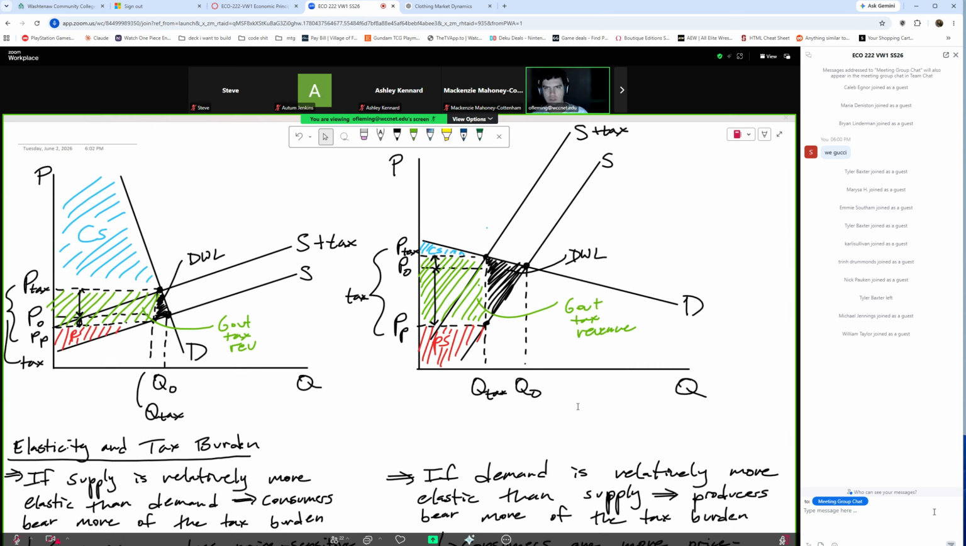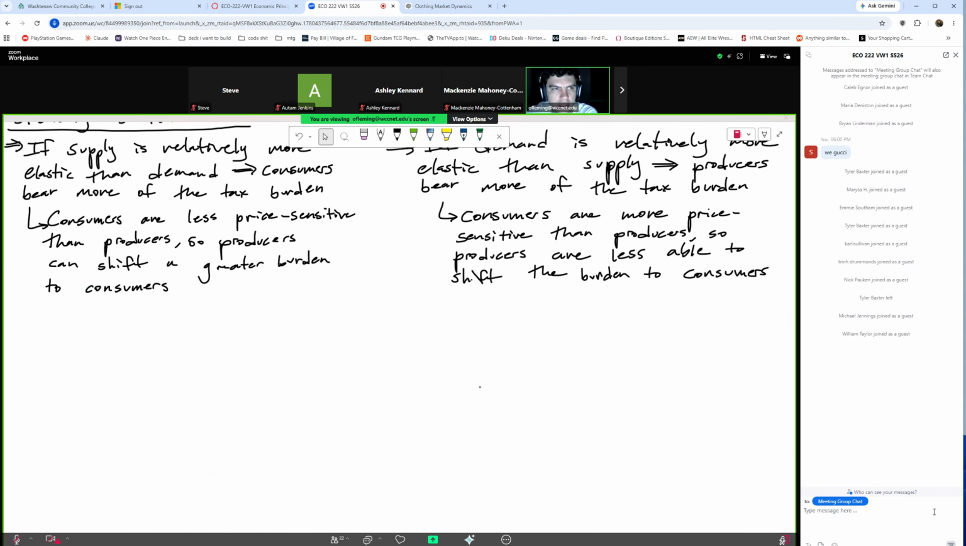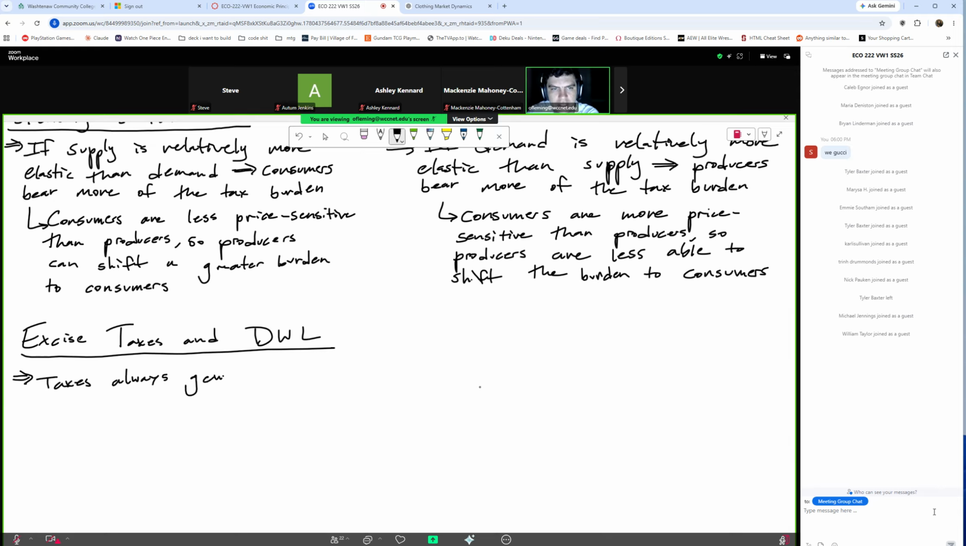The lost value from those transactions, the lost net benefit to consumers and producers from those transactions that are missing, constitute the deadweight loss. That's the idea. So the reason that taxes generate a deadweight loss is because they are throwing the market away from Q0. One thing I'll say here with excise taxes and deadweight loss is that taxes always generate a deadweight loss regardless of who bears the burden.